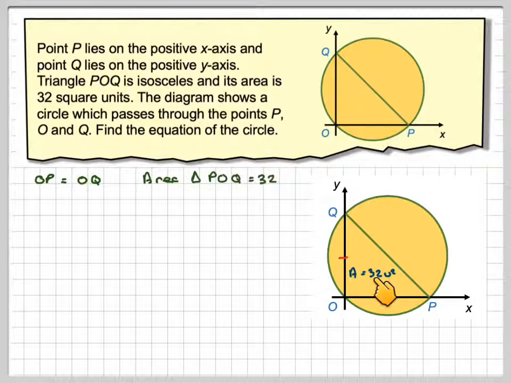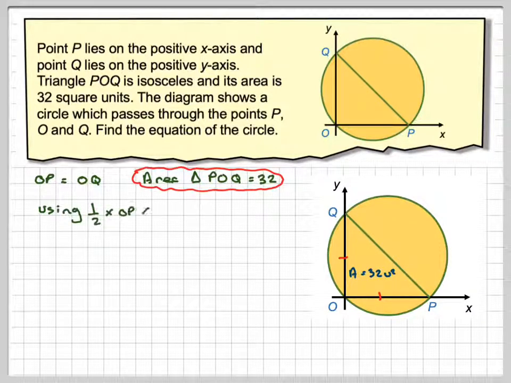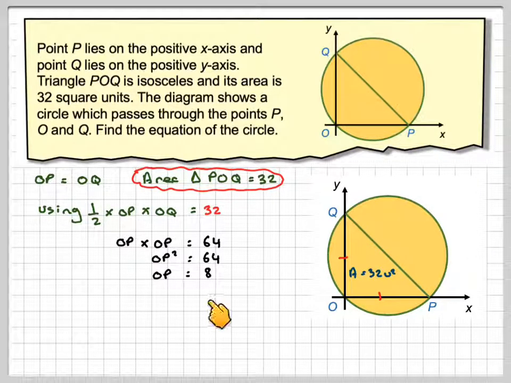And we know that the area of the triangle is 32 units squared. So the area of POQ is 32. Using half of base times height, because the triangle here is right angled, is 32. And as OQ is also OP, it'll be OP times OP is 64. So OP squared is 64, OP is 8. So that means that coordinate is (8, 0), and this one is (0, 8).